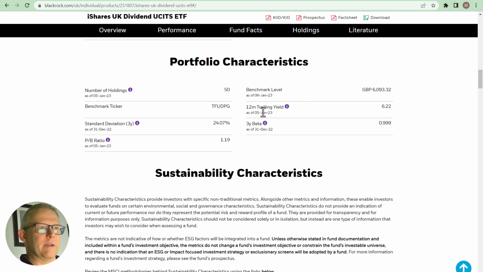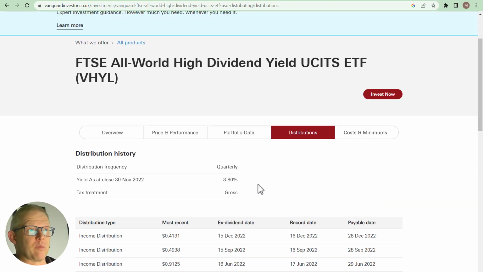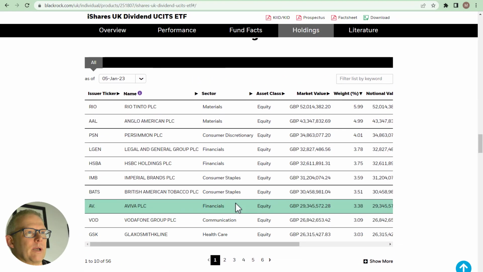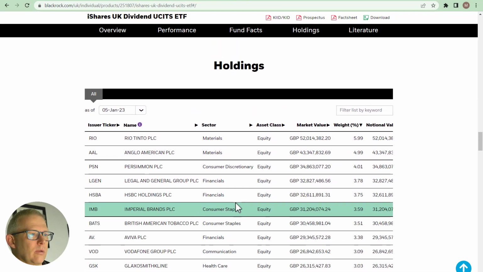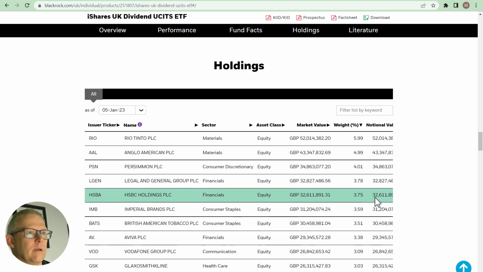Dividend is this trailing yield, and that is giving us 6.22%. That is much larger than VHYL, which is somewhere around 3.8%, and that is the Vanguard version, the FTSE All-World High Dividend Yield ETF. So VHYL is one of the competitors that IUKD would have. And let's have a quick look at the actual holdings within this fund.